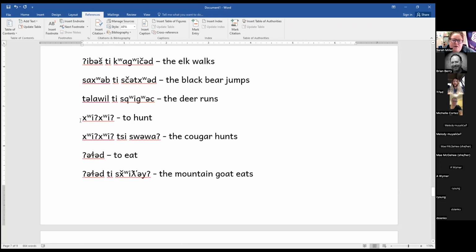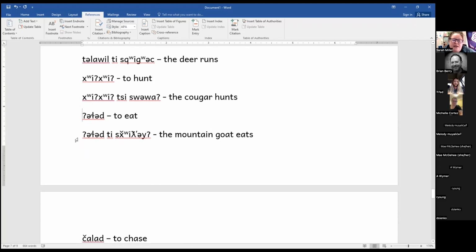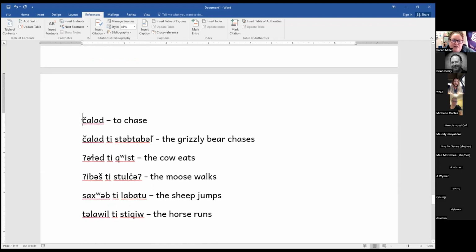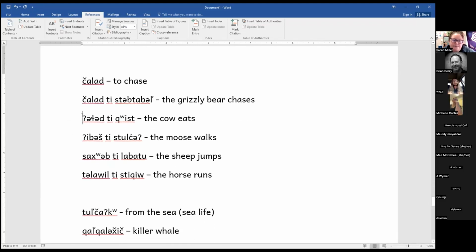We have our word for to hunt. Athlud, to eat. Chalad, to chase. Make sure those cues are coming from the back of your throat.